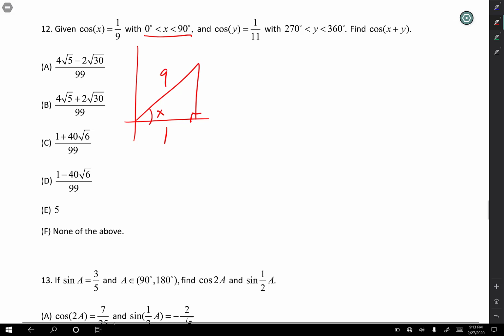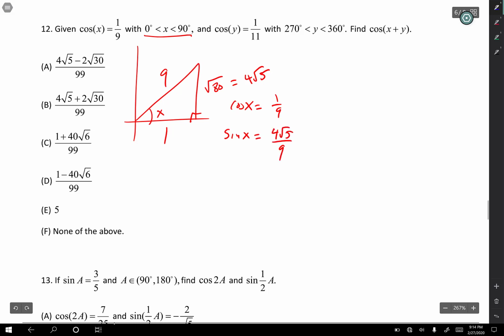9 squared is 81, and 1 squared is 1. 81 minus 1 is 80, so this is the square root of 80. The square root of 80 breaks down to 16 times 5, so the square root of 16 is 4, so 4 square root of 5. Now from there, cosine x was given as 1/9, and sine of x is going to be 4 square root of 5 over 9.